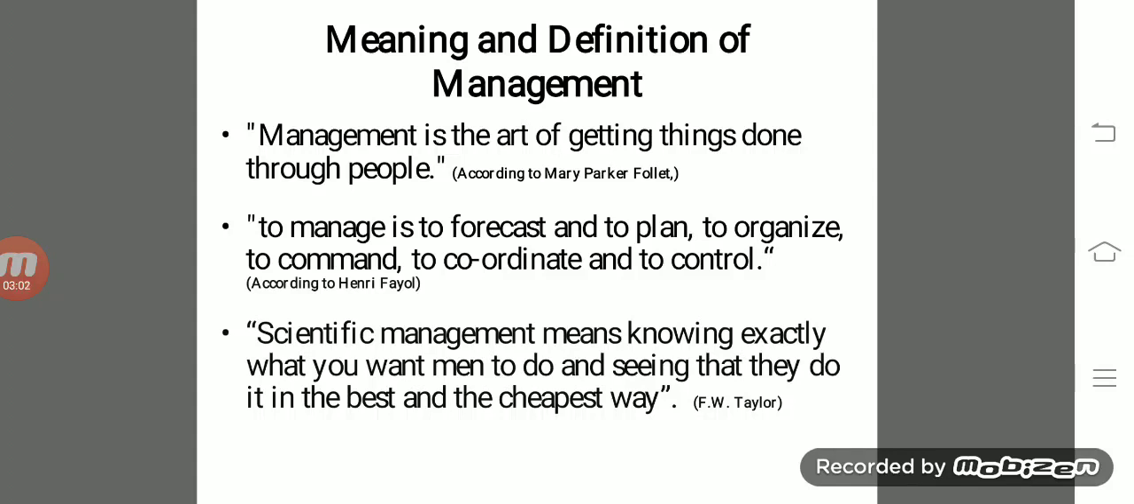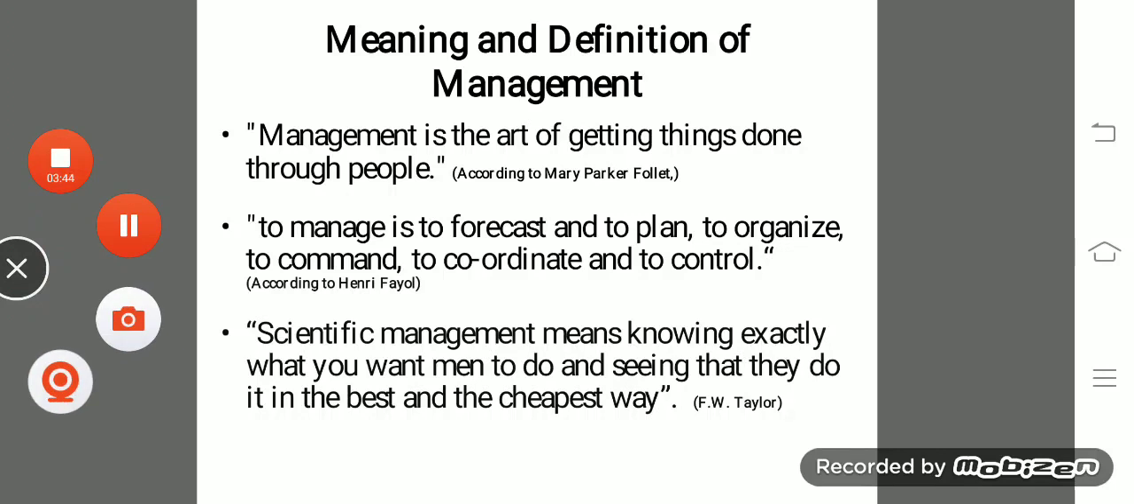The second definition is: to manage is to forecast and to plan, to organize, to command, to coordinate and to control, according to Henry Fayol. What is the definition of management as per Henry Fayol? To manage is to forecast and to plan, to organize, to command, to coordinate and to control. Okay, forecast means deciding the future activities in the present. The same thing is implemented on the plan side. Plan means whatever activities we are going to perform in the future, but we are implementing now.